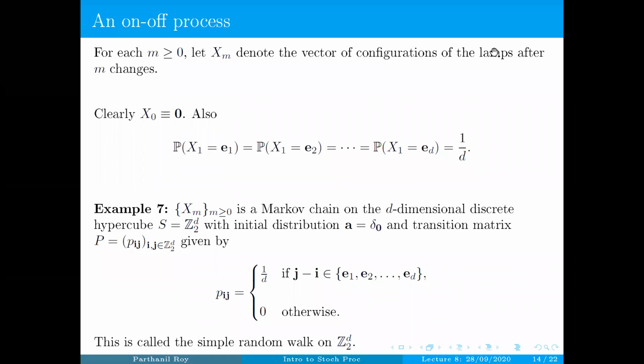Now, what is the connection to physics with this model? Instead of having this on and off, you may have two spins. So 0 and 1 may denote two kinds of spins. It can be positive and negative, for example. Okay.